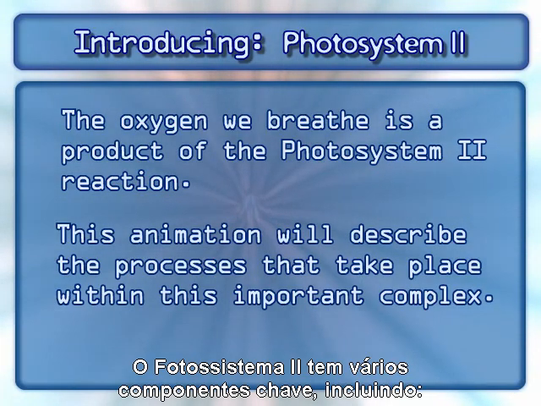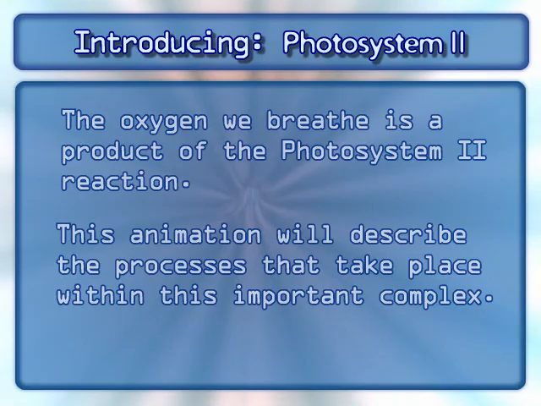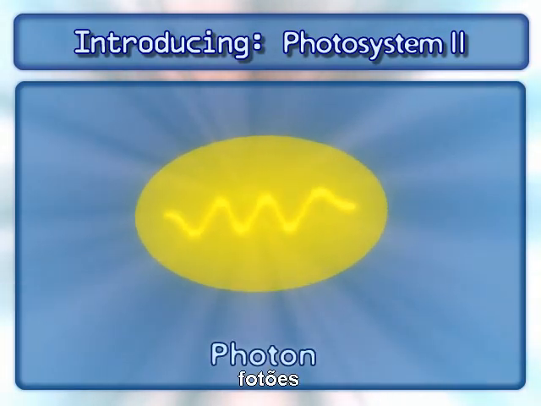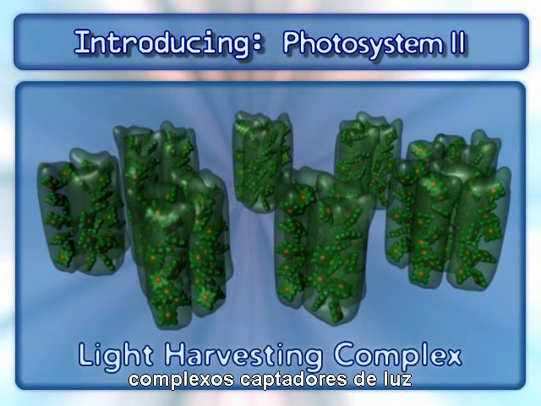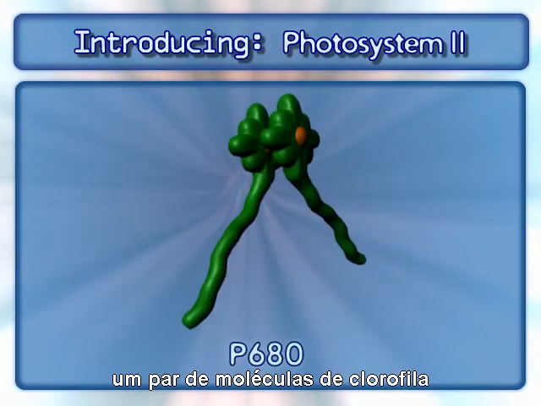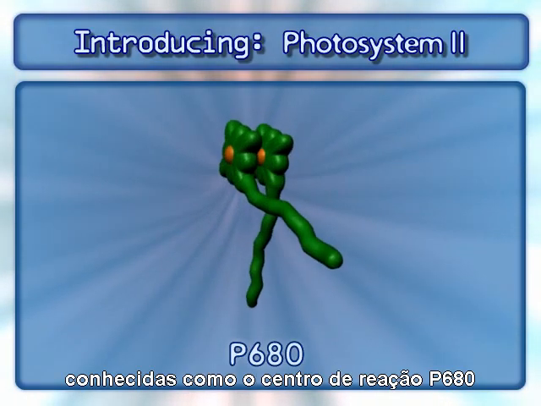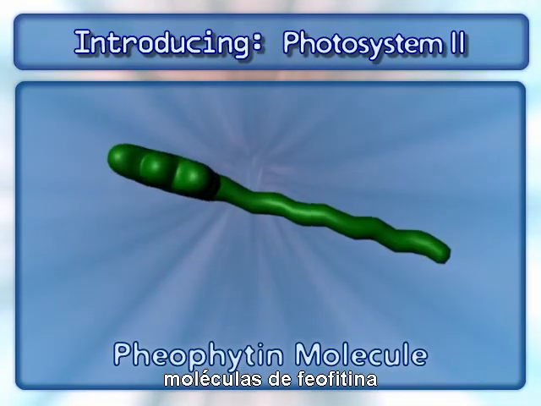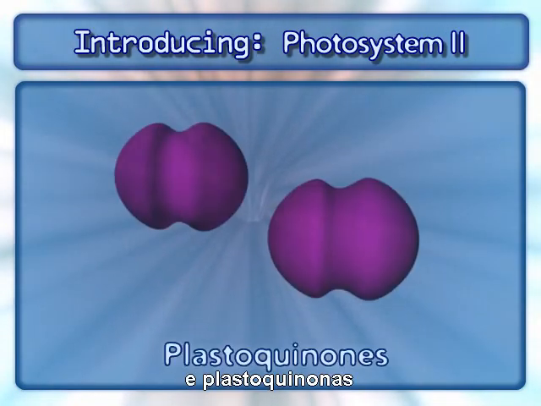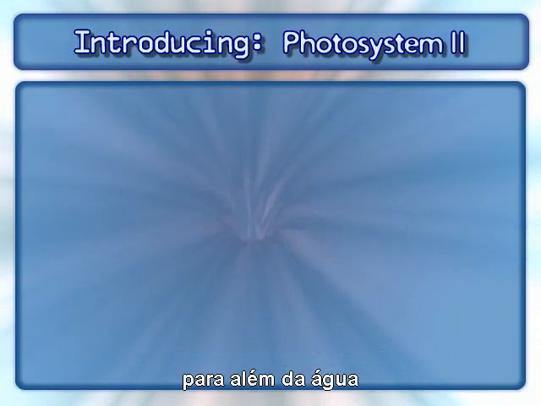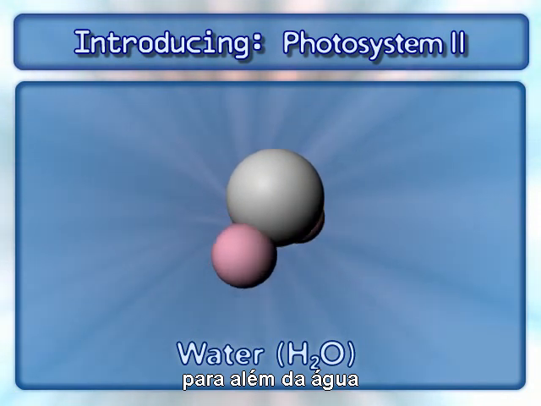Photosystem II involves several key components, including photons, light-harvesting chlorophyll-binding proteins, a pair of chlorophyll molecules known as the P680 reaction center, pheophytin molecules, and plastoquinones, along with water and oxygen.